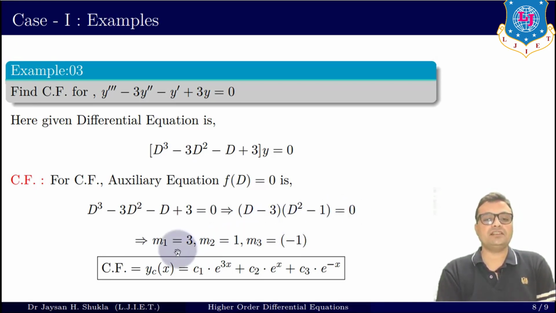And then by considering three roots, 3, 1 and minus 1, as they are real and distinct, the shape of yc will be of this form. c1 times e raised to 3x, exponent for first root, plus c2 e raised to x, exponential function for second root, plus c3 e raised to minus 1x, exponential function for third.